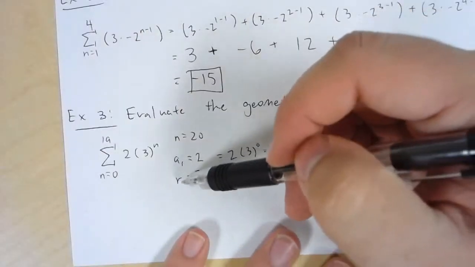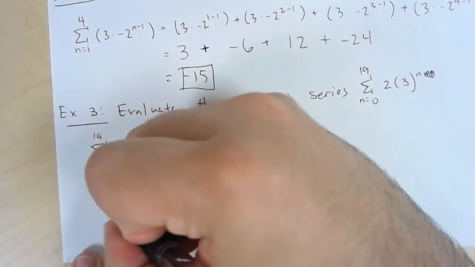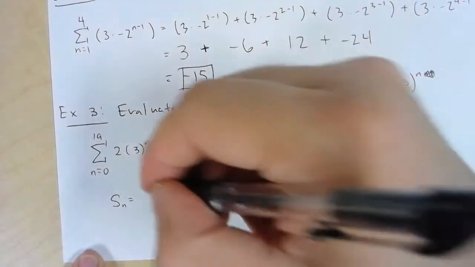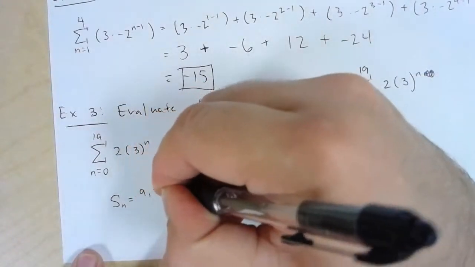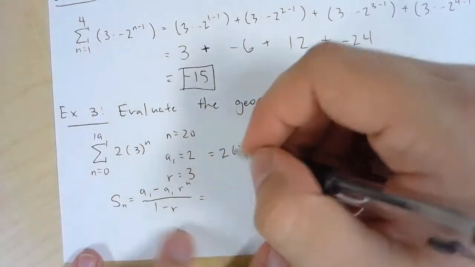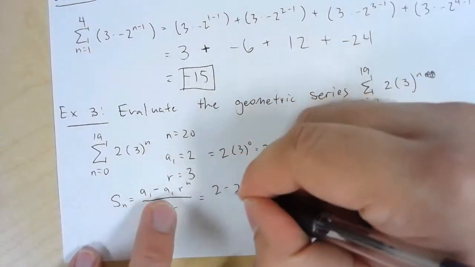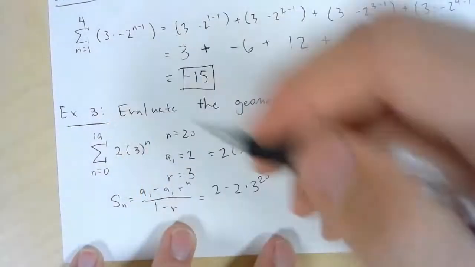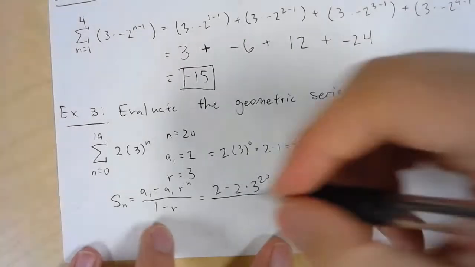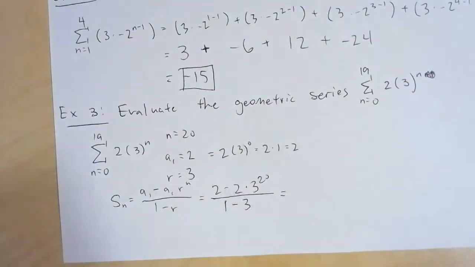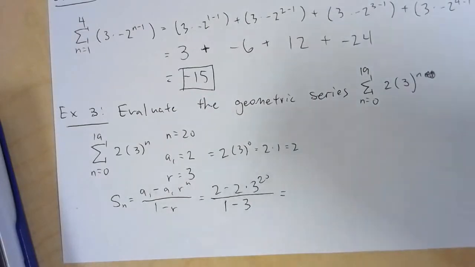So now that we have an a sub 1, an r, and an n, we're just going to use our formula. So S sub n, I'm just going to copy down the formula from our worksheet. S sub n equals a sub 1 minus a sub 1 r to the nth power, all over 1 minus r. So I'm going to have a sub 1 is 2, minus 2 times r, which is 3, to the 20th power, because 0 to 19 is 20 of them. 1 minus r is 1 minus 3. Okay, so I'm going to type the top into my calculator. 2 minus 2 times 3 to the 20th. Oh, that's a big number.